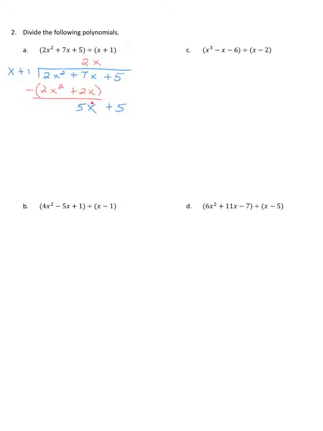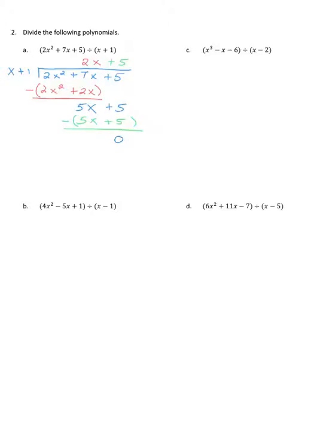What I want to do is now cancel as much of this 5x as possible by multiplying something to x plus 1. And the answer is 5. So I'll put that here. And this is going to work out perfectly because 5 multiplied to x is 5x, and 5 multiplied to 1 is 5. So that is 5x plus 5. And when I subtract this whole thing, this is 5x minus 5x, which is 0. I have 5 minus 5, which is also 0. And that means I have a remainder of 0.